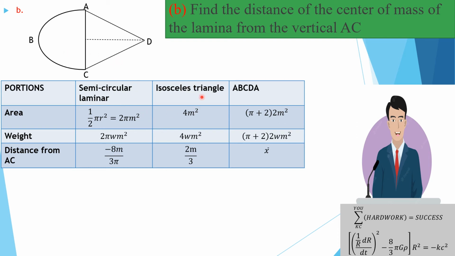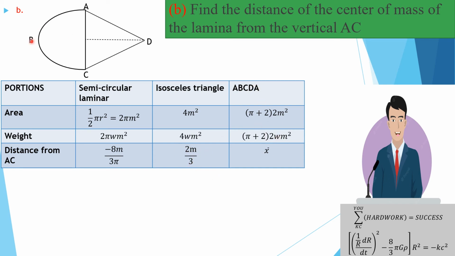And then you come over to the isosceles triangle. This is an isosceles triangle, so the center of mass from this AC will be somewhere here, which is simply 1/3 of the total height, right? If you're looking for the center of gravity of this isosceles triangle from a particular axis through D here, it would rather be 2/3 the height. But since you are looking at it from AC, it will simply be 1/3 of this height. The height is 2m, and 1/3 of 2m is simply 2m over 3.